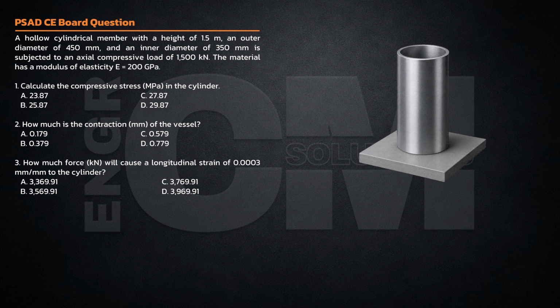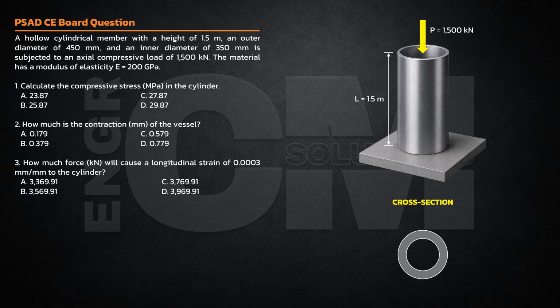A cylinder, the length is 1.5 meters, and it is carrying an axial compressive force of 1,500 kilonewtons. The cross-section is hollow, with an outer diameter of 450 and an inner, hollow diameter of 350 millimeters.